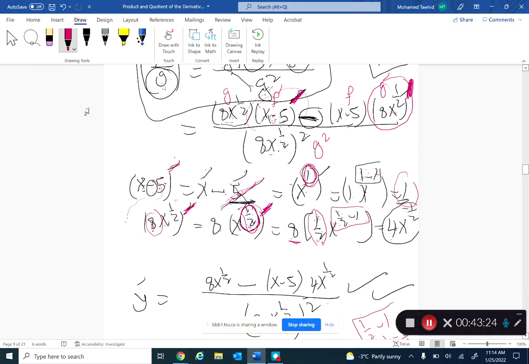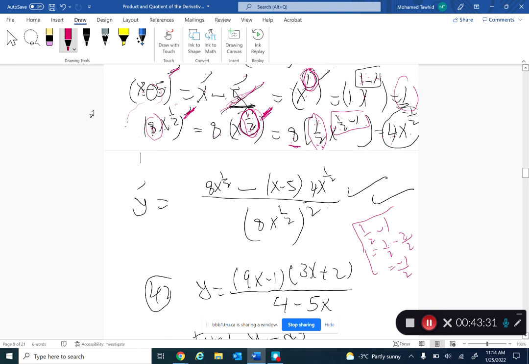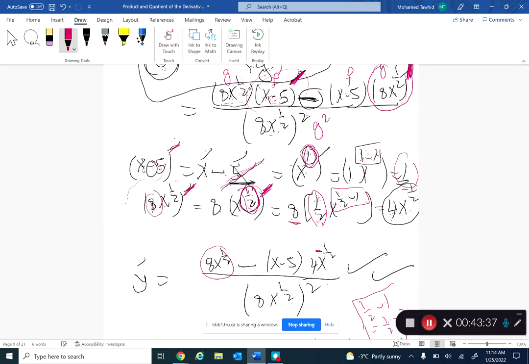Then I go back to the formula, replace g prime by 4x to the power negative 1 over 2. You are done. Here it should be negative. So you have your quotient rule here, 8x to the 1 over 2. The derivative of x minus 5 is just 1. And g prime, what is g prime? 4x to the negative 1 over 2, that comes from here. Then you are done. You don't need to simplify or anything. Just leave it as it is.